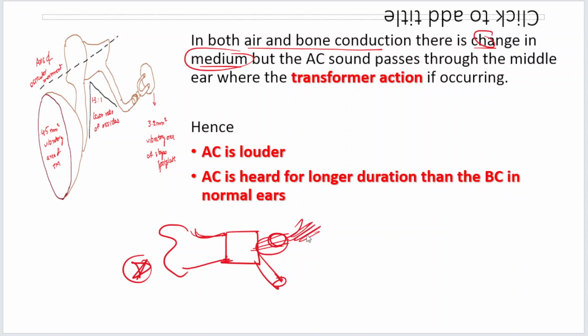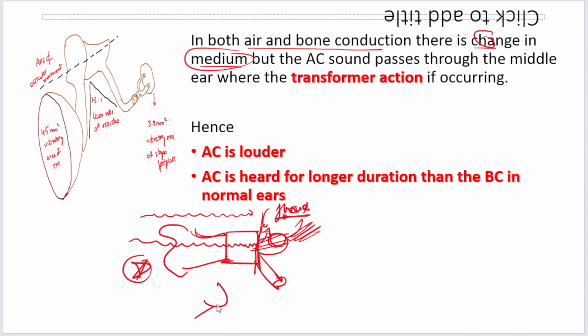Okay, so when the sound is passing through the air conduction pathway, it is finally causing a movement in the cochlear fluids, and that is causing stimulation of the organ of Corti. So here there is a change in the medium. Here it is passing through the air, and finally here there is fluid, so there is a change in the medium.